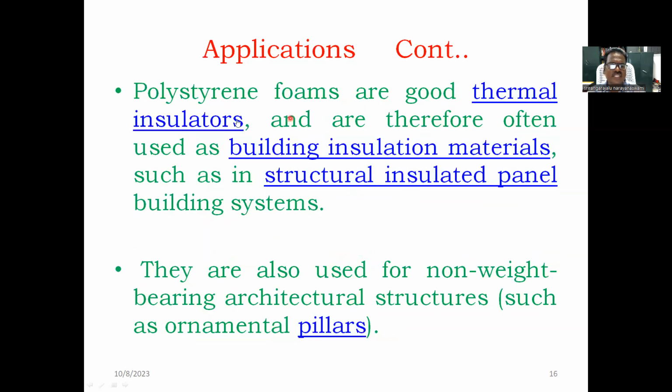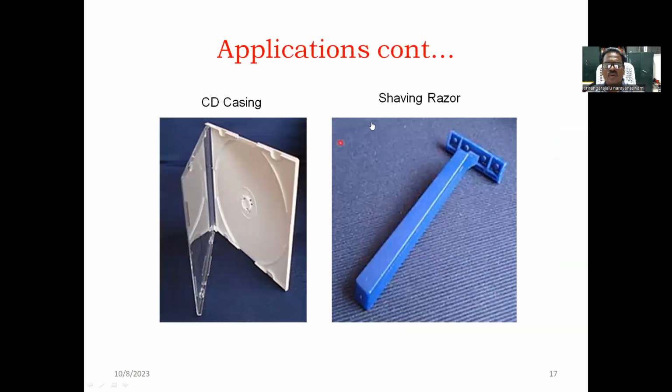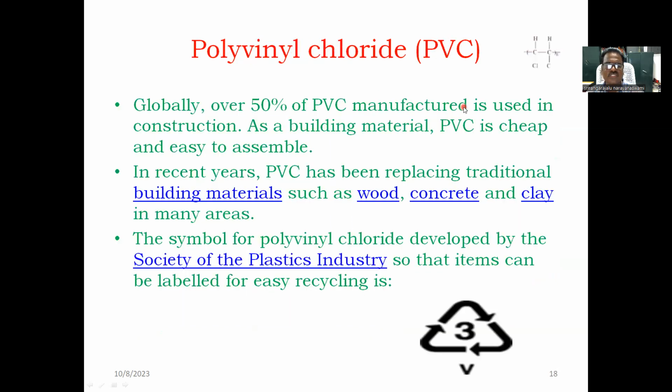Applications continued. Polystyrene foams are good thermal insulators and are therefore often used for building insulation materials such as structural insulated panels and building systems. They are also used for non-weight bearing architectural structures such as ornamental pillars. Other applications include CD casings, shaving razors, and all those things.